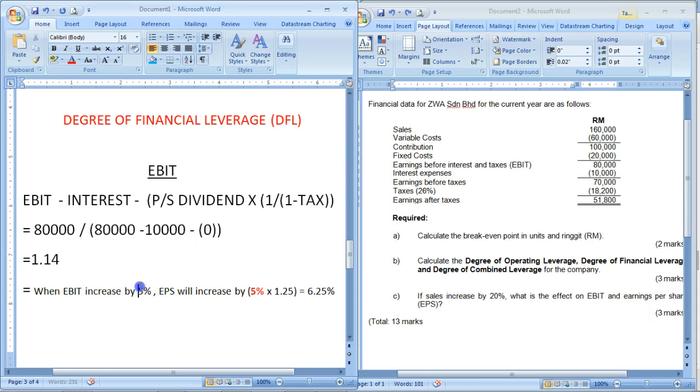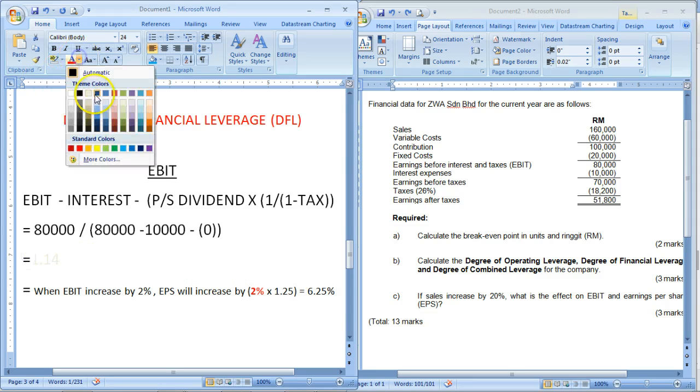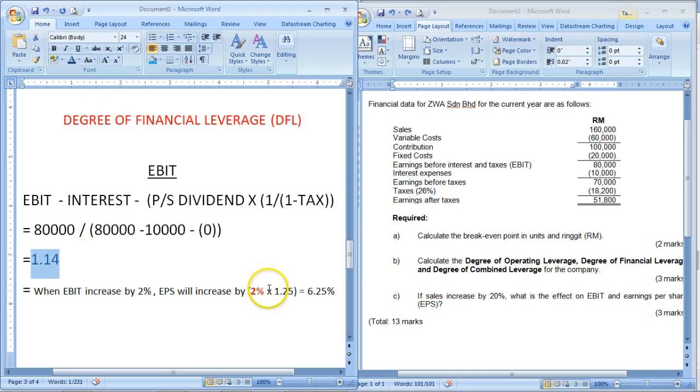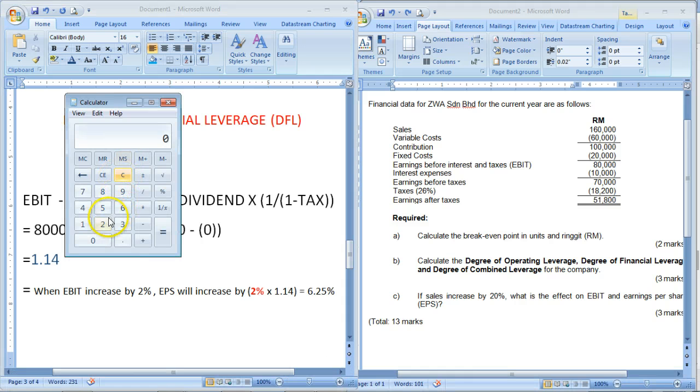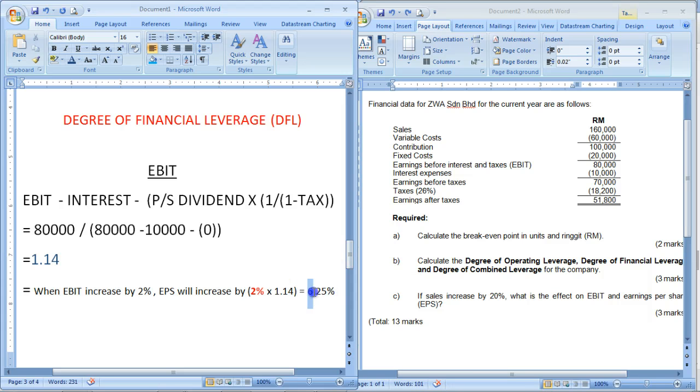So you can assume if I want to use 1, you can use 1. Okay, I want to use 2%. So automatically it will be 2% here. But can I use DOL if I want to measure EBIT and EPS? No, no, no. You need to use DFL. So what is the answer of DFL now? Clearly stated, it is 1.14. Good. So let's calculate. 2 times 1.14, you get 2.28%.